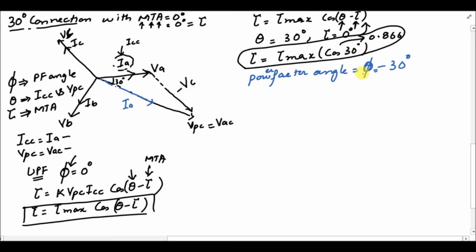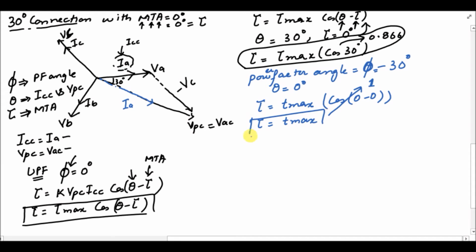So now phi is equal to minus 30 degree, but in this case theta will be equal to 0 degree, because now VPC and IA are in phase. So now torque value will become cos 0 minus 0, and this value will be equal to 1. So tau is equal to tau max.